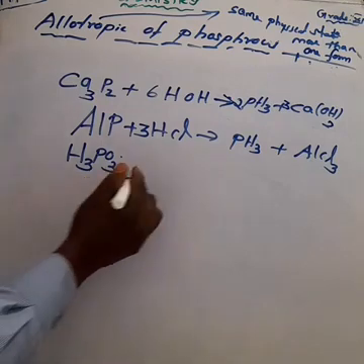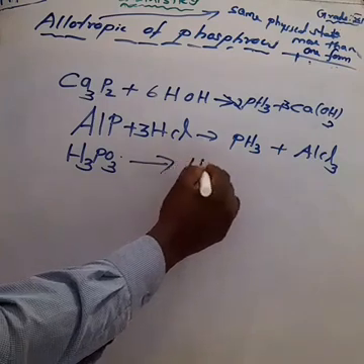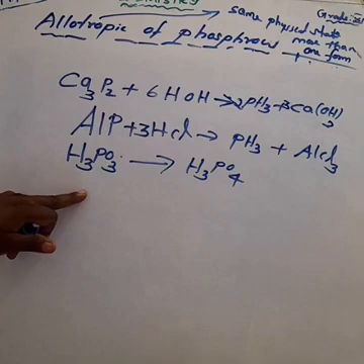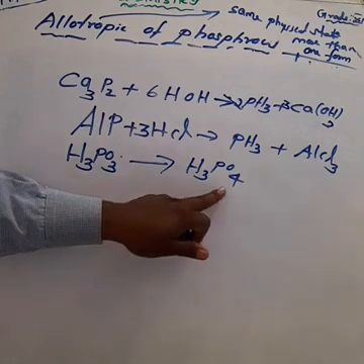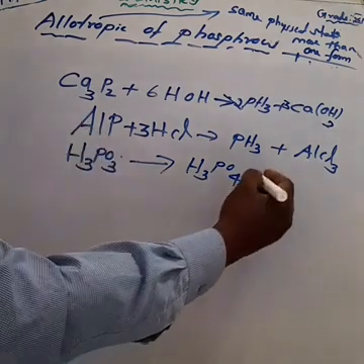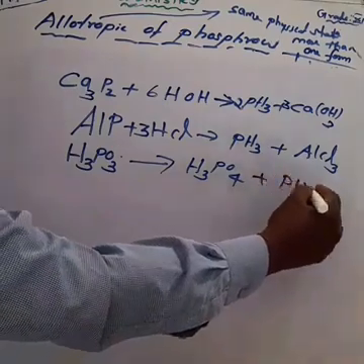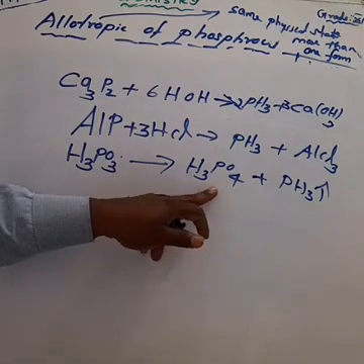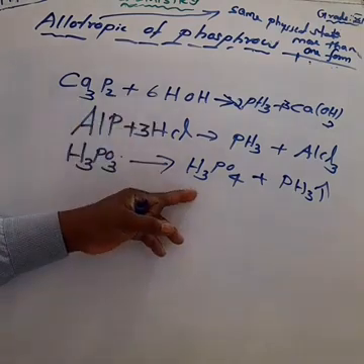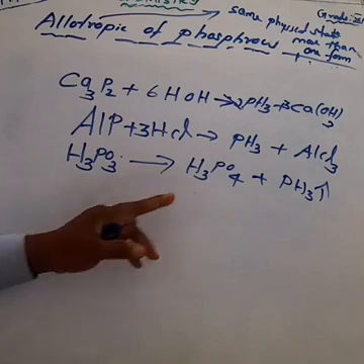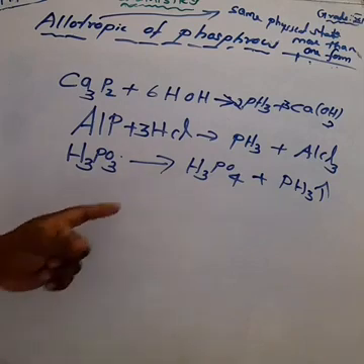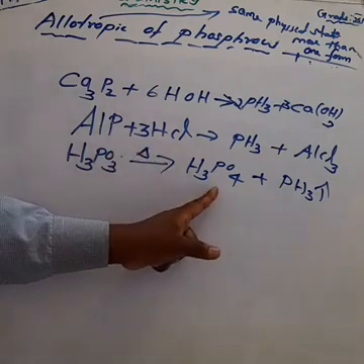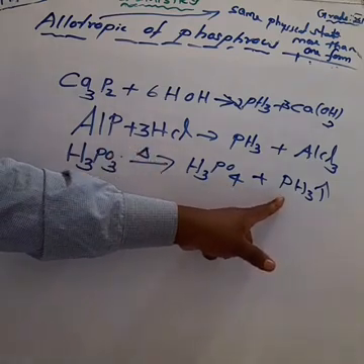What is the formula for phosphoric acid? H3PO4. Don't forget that. Phosphorus acid, H3PO3. Phosphoric acid, H3PO4. So, phosphorus acid on heating becomes phosphoric acid. So, H3PO3 on heating, we get phosphoric acid, H3PO4, and also we get phosphine, PH3.